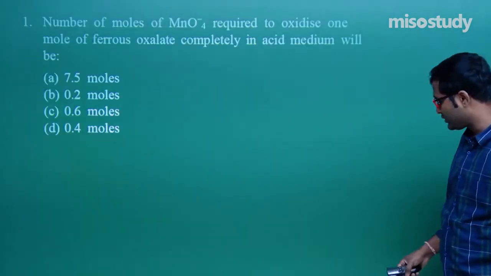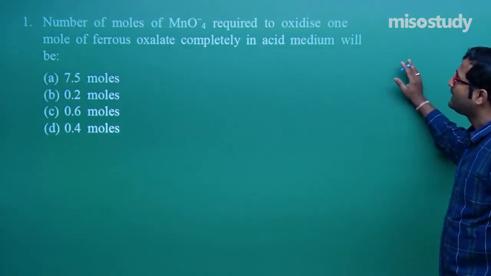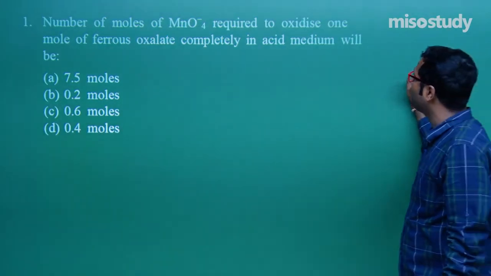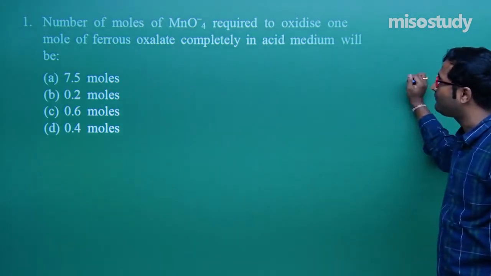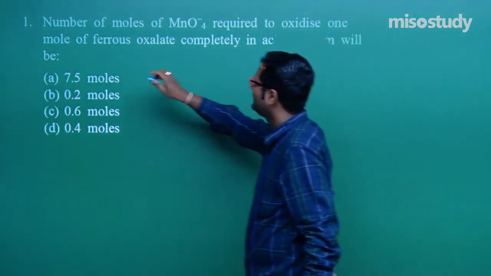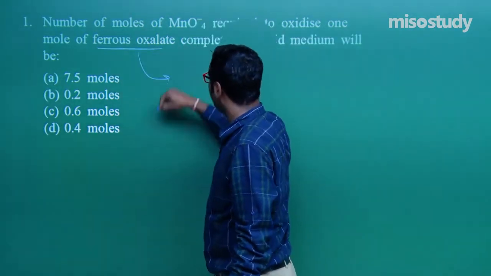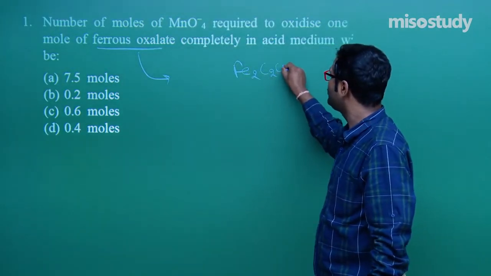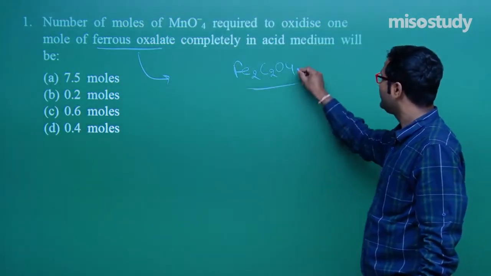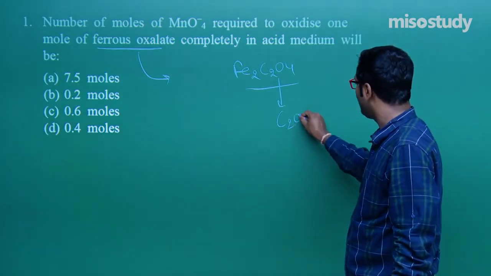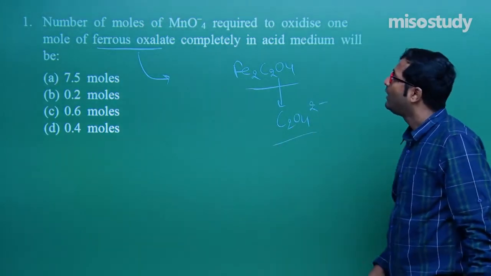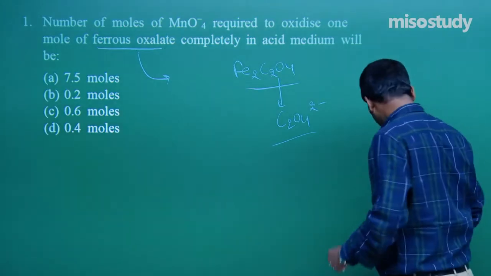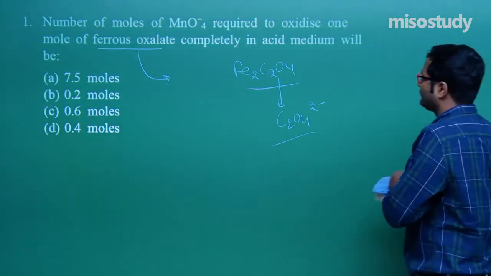So my first question is, look at what is given here. Number of moles of MnO4 minus required to oxidize 1 mole of ferrous oxalate. Clear to you? What is given here? 1 mole of ferrous oxalate, that is FeC2O4. Clear? It will dissociate like this, that is C2O4 2 minus. Now, how many moles of MnO4 minus are required? Clear? Now, so let's start.